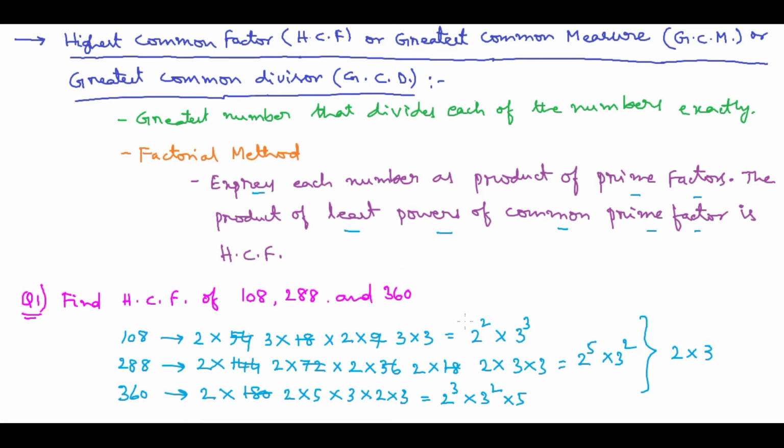So how many are common? 2 square is here, 2 power 5 is here, 2 cube is here. So 2 square is common for all the three. Coming to 3, this is 3 cube, this is 3 square and this is also 3 square. So 3 square is common for all three. So now I can conclude that HCF is 2 cube into 3 square, which is equal to 36. So 36 is the answer. Okay, very simple question.